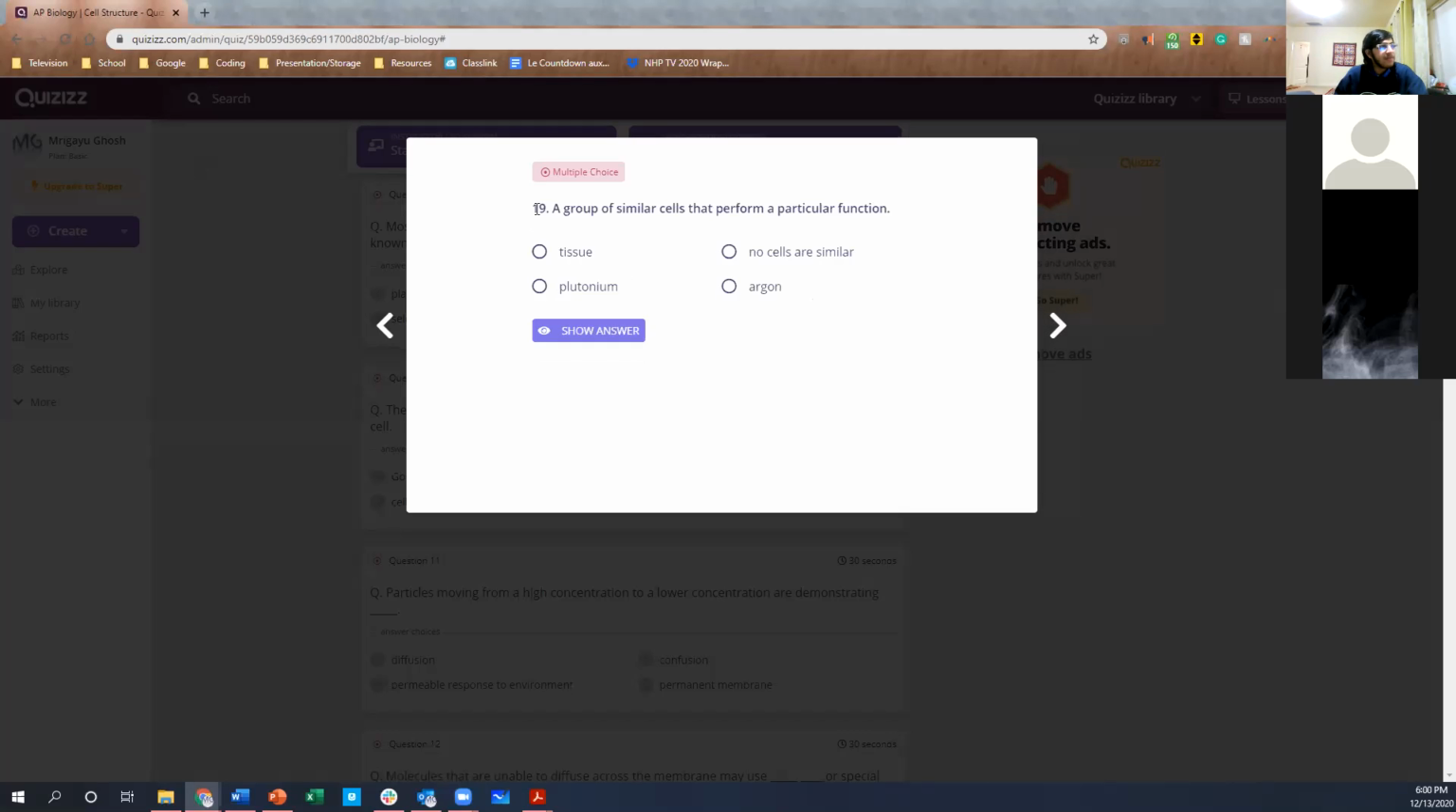Almost done with this one. A group of similar cells that perform a particular function is tissue. Good. And then tissues make up organs, organs make up organ systems, which make up organisms. And then, and we'll learn this later in the year, organisms make up populations. Populations of the same type all over the world are called a species. A population with many different types of populations in one area is called a community. A community with all the biotic and abiotic factors is called the ecosystem. Okay, all right. Many groups of tissue work together as an organ. I didn't even know that was a question, but yes, we answered that.